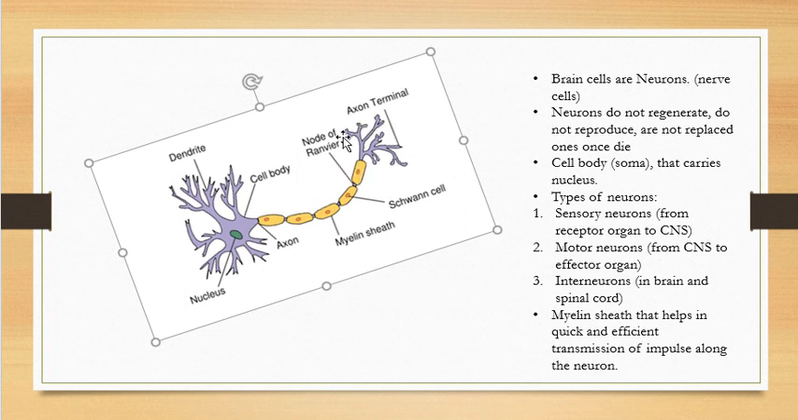So these nodes of Ranvier are the distance or the gap in these axons, and these are also responsible for carrying the message efficiently, and they are responsible for the quick transmission of the electrical impulse.